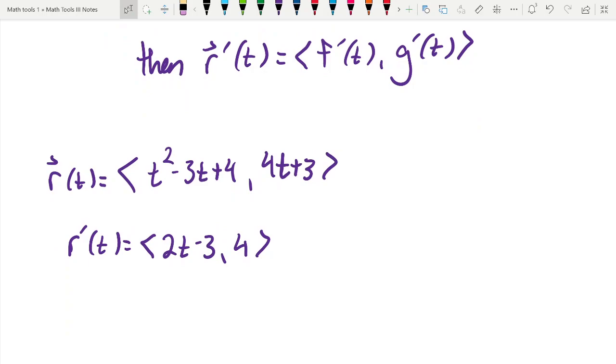So of course we're differentiating here with respect to t as the variable. So if you wanted to write this as d/dt of r of t, that would be fine too. Whoops, I forgot my vector here. Okay.